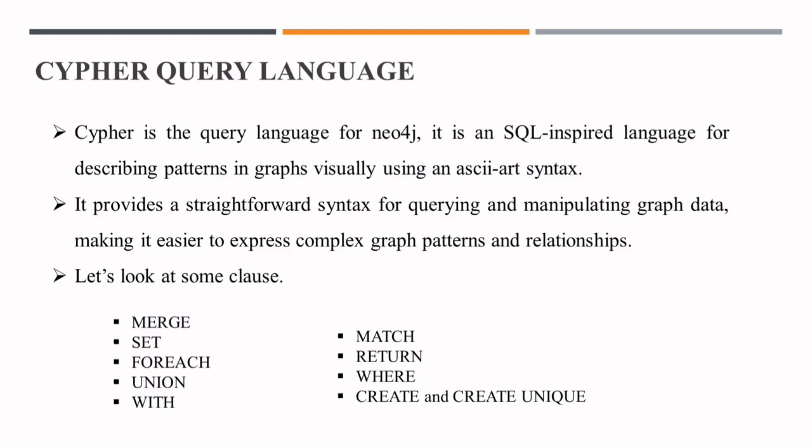Now let's see what Cypher query language is. Cypher is a query language for Neo4j. It is an SQL-inspired language for describing patterns in graphs visually using an ASCII art syntax. It provides a straightforward syntax for querying and manipulating graph data, making it easier to express complex graph patterns and relationships. Let's look at some of the clauses which we will be using in Cypher query language. They are mainly merge, set, foreach, union, with, match, return, where, create, and create unique. We will be using many of them in further slides and our implementation.